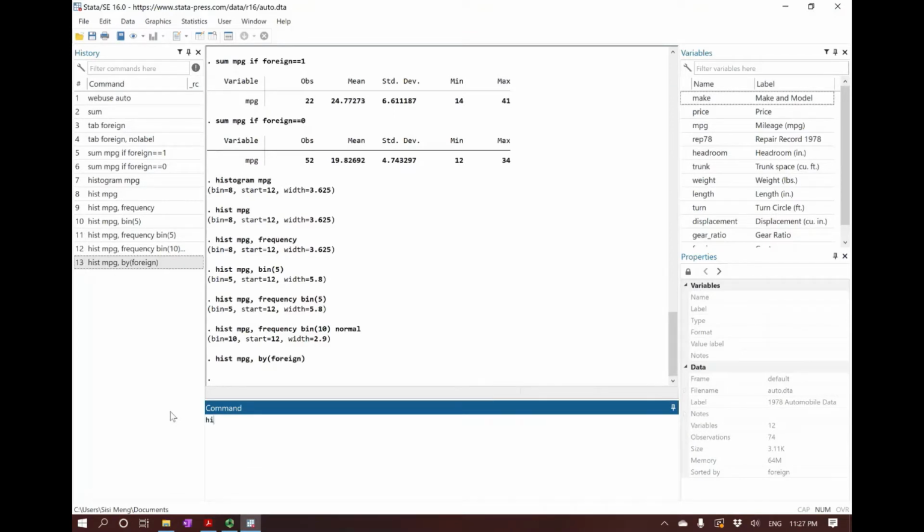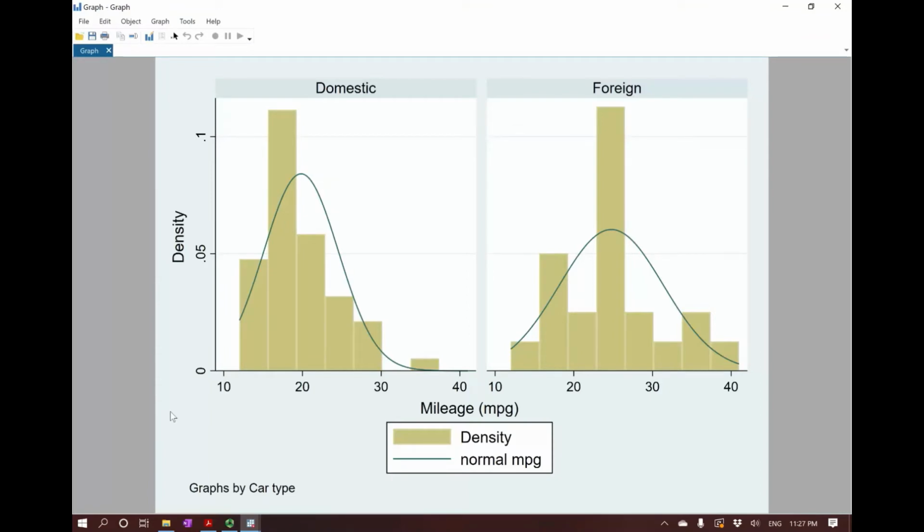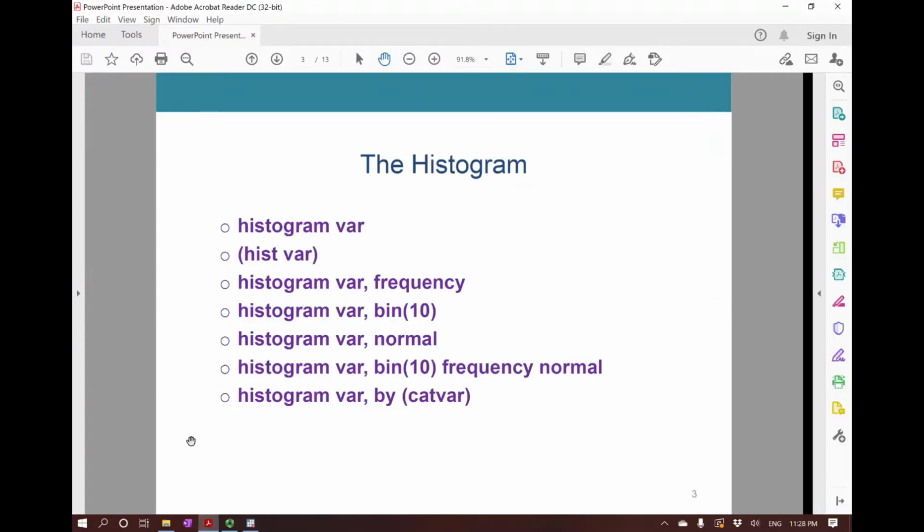For example, you want to create a histogram over foreign, but also include a normal curve. So this would work. Okay. So that is creating a histogram.